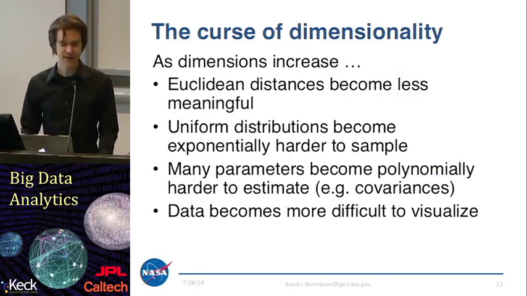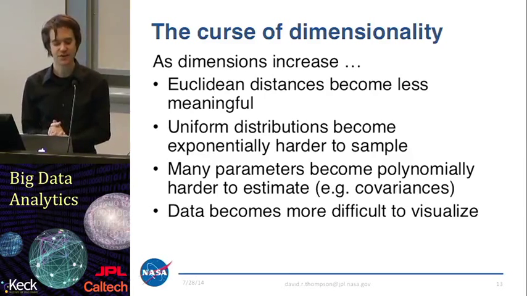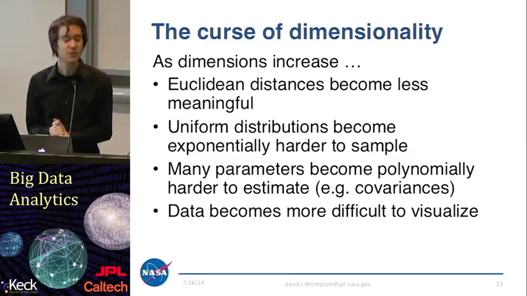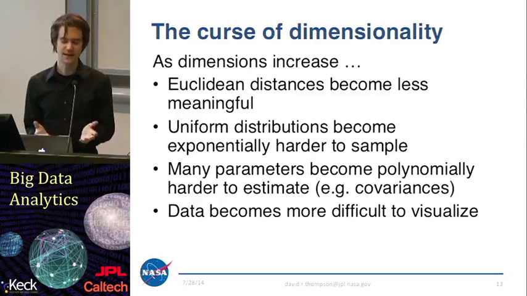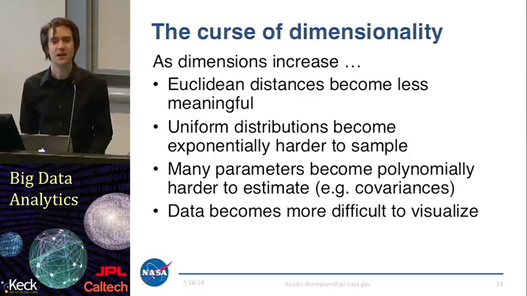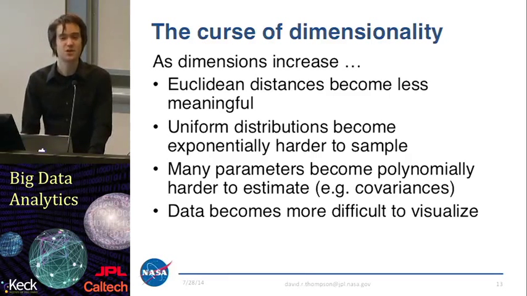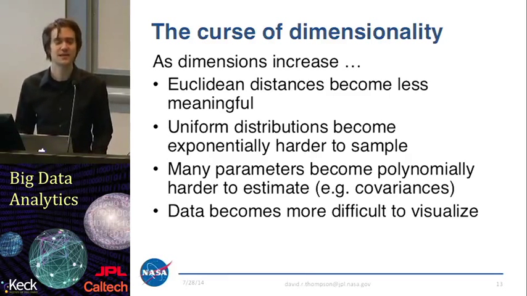So in summary, as dimensions increase, these Euclidean distances, that is these n-balls, become less and less meaningful. You can't interpret Euclidean distances easily. Uniform distributions become harder to sample, and in a fashion that grows, really explodes as the number of dimensions increases. Many parameters become polynomially harder to estimate as the number of dimensions increases, but most importantly, perhaps, and something that's often overlooked in the pattern recognition literature, it's just a lot more difficult to interpret your data and understand it and visualize it in higher dimensional spaces.